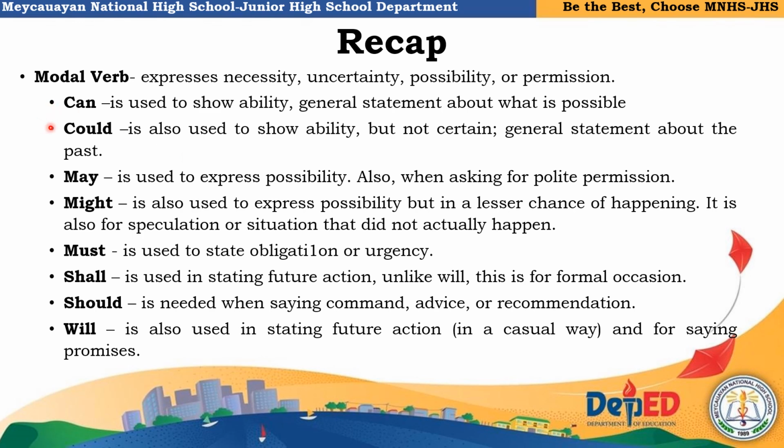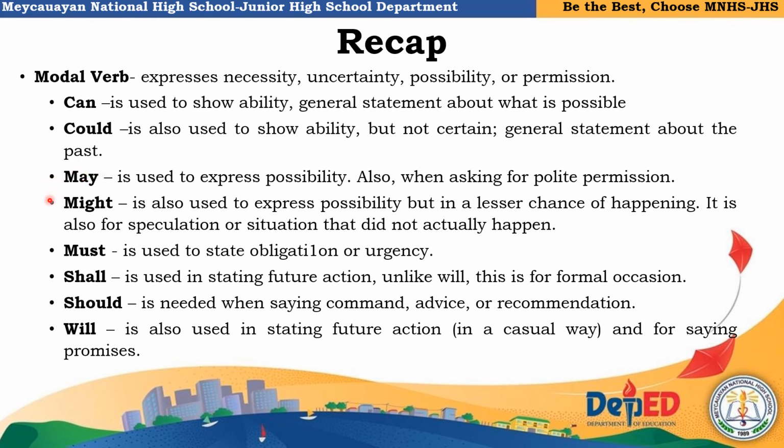Can and could are used for portraying ability. Could is for lesser certainty, and then for past action. May and might. May is used to express possibility. Also when asking for polite permission. It is expressing possibility in a higher chance or greater chance.